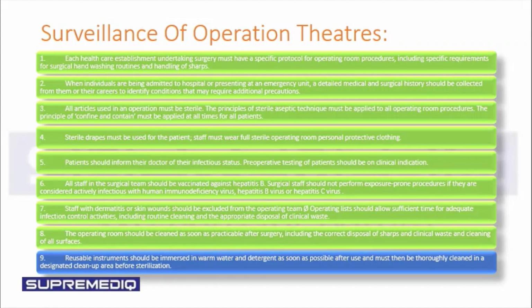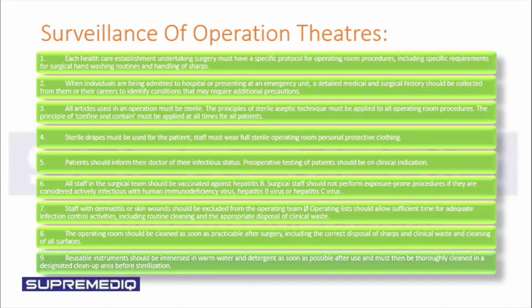Reusable instruments should be immersed in warm water and detergent as soon as possible after use and must then be thoroughly cleaned in a designated cleanup area before sterilization.